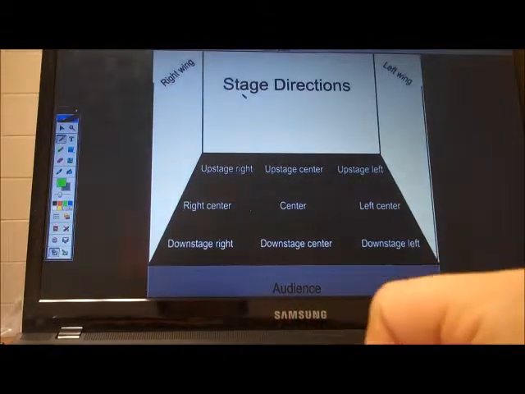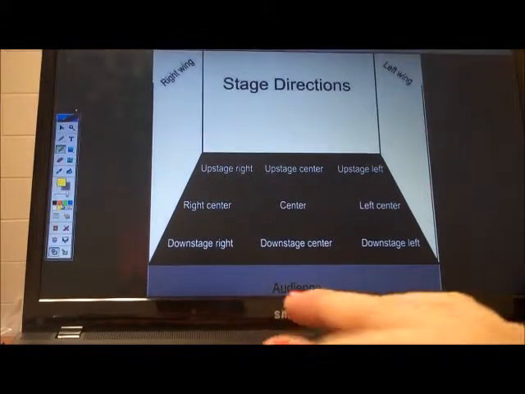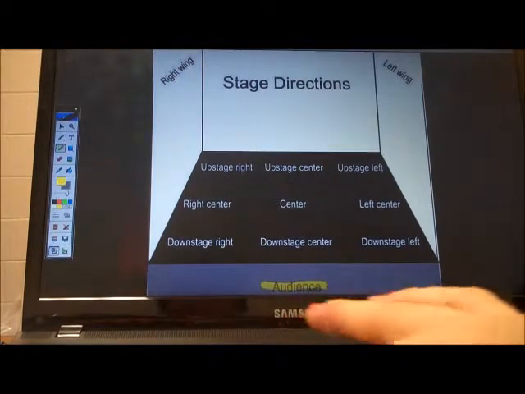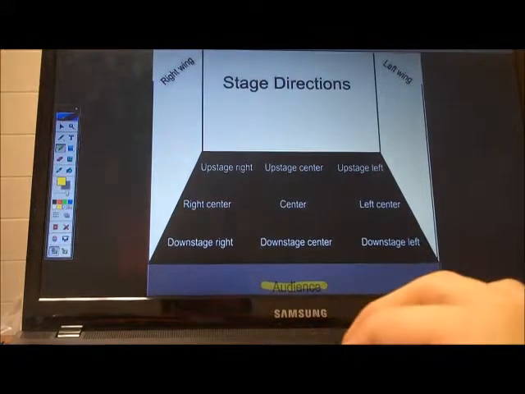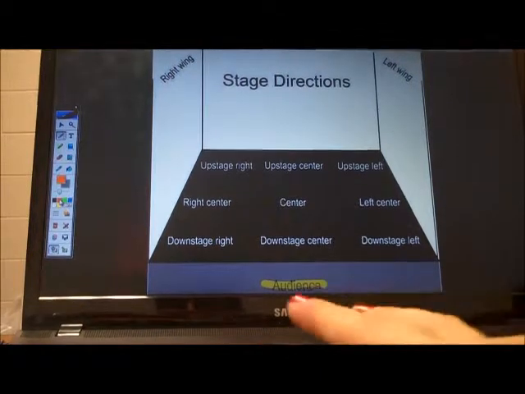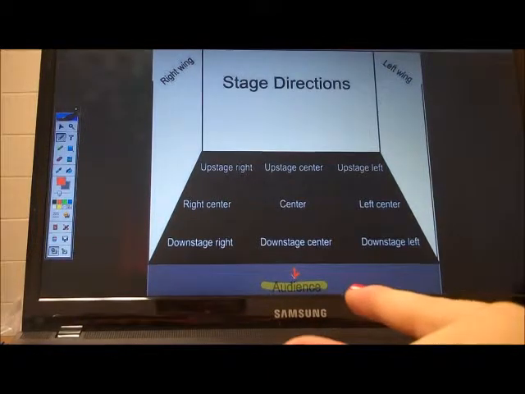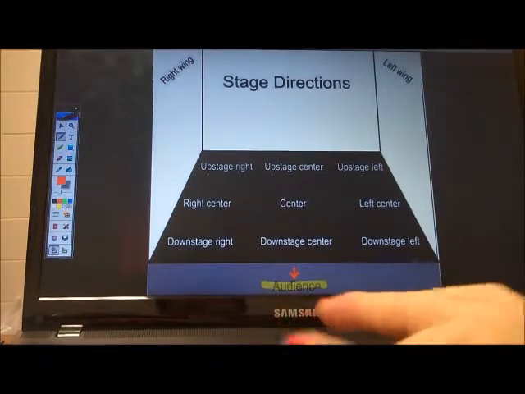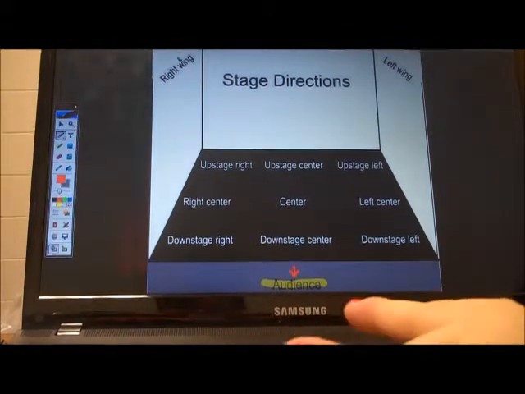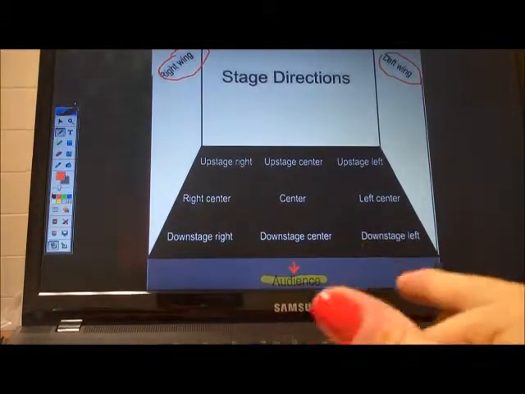So if you're looking at an actual stage, you can see where all of the stage directions are. So I can highlight down here where the audience is. That way you can see that the actor is going to be facing the audience. So it's really important to notate that the audience is where the actor is going to be facing most of the time. And so all of our stage directions are based off of where the audience is. This is the right wing because that is the actor's right. And this is the left wing because it's the actor's left.